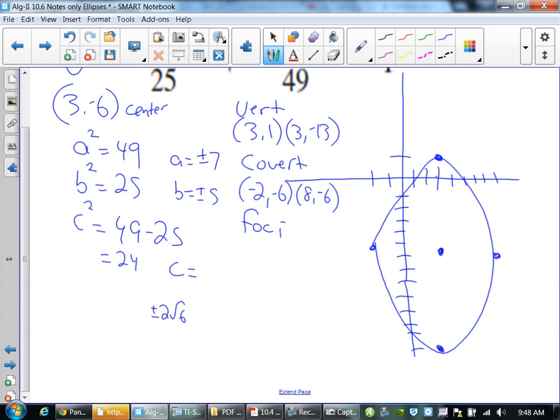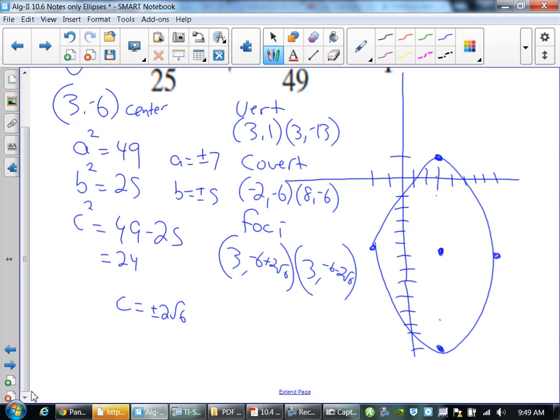my foci, I know that the x coordinate won't change because it's going to be on the same vertical. So it's still going to be at 3, but to the negative 6, I have to add 2 root 6 and subtract 2 root 6. So how do you write that? You write negative 6 plus 2 root 6 and negative 6 minus 2 root 6. And you just put dots and just call it a day.